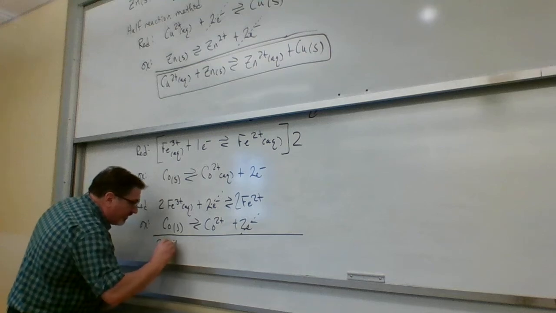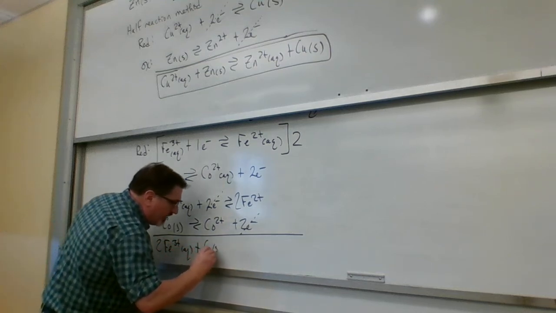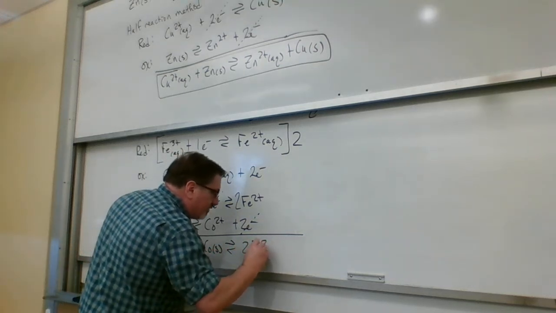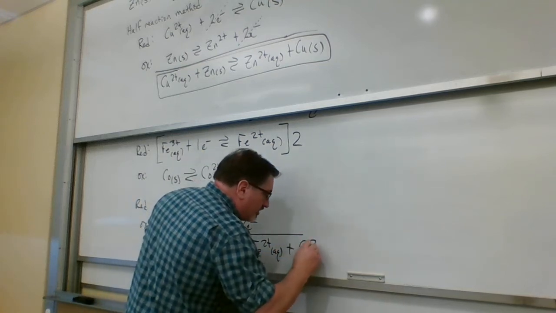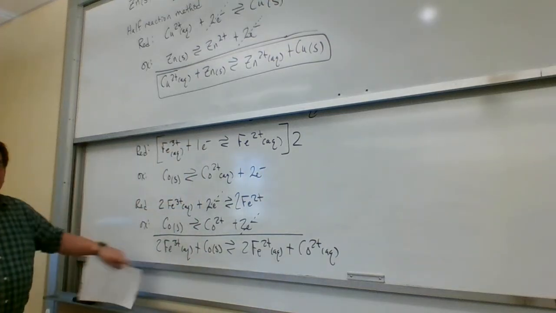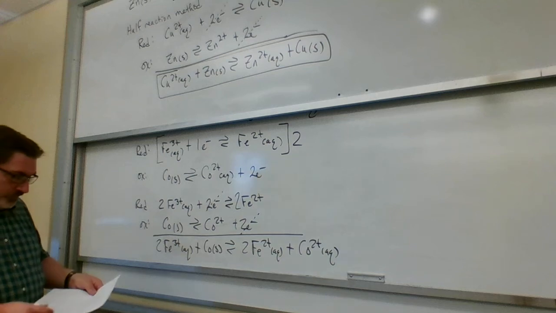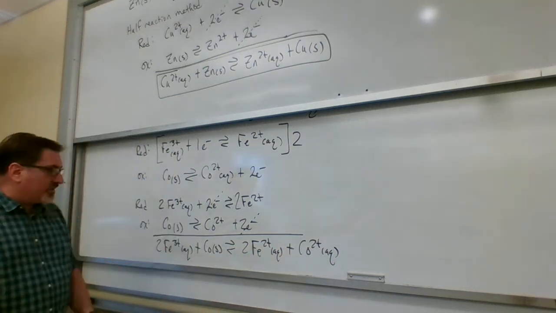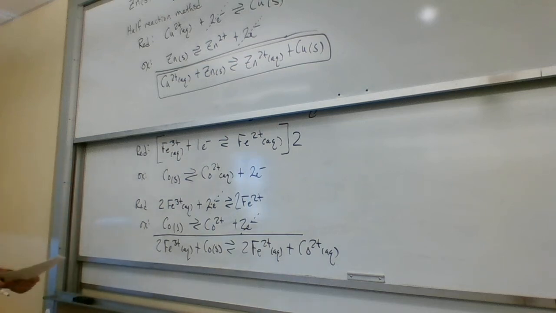2 Fe3+ plus Co as a solid, making 2 Fe2+ aqueous plus Co2+ aqueous. There's our balanced reaction. Okay? And again, it doesn't matter which order you put the iron and cobalt on each side, as long as the charges are right and they're on the correct sides of the arrow, you're good to go.